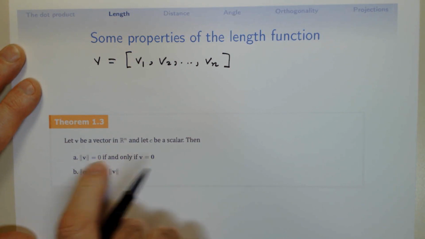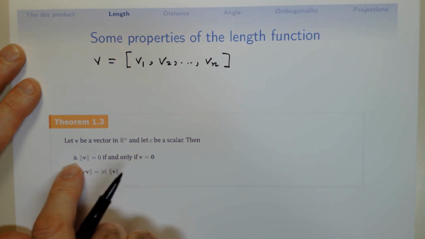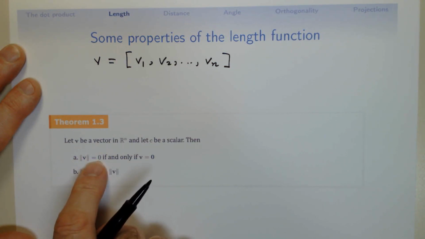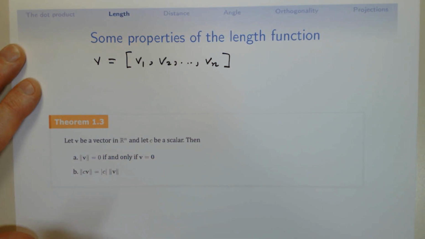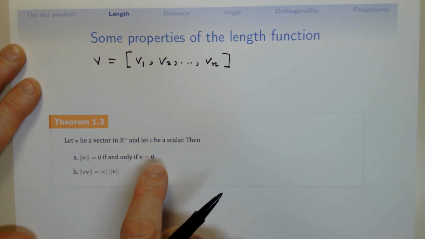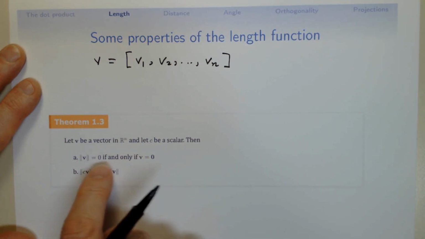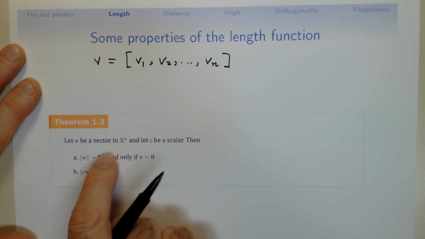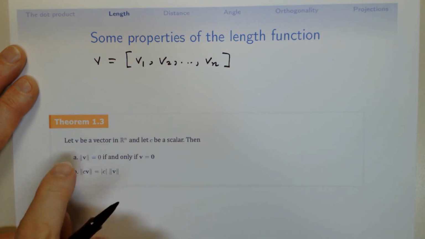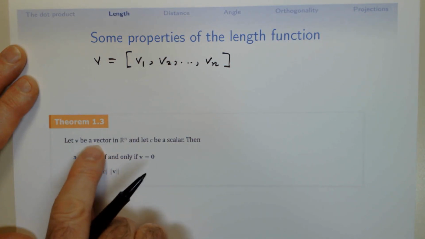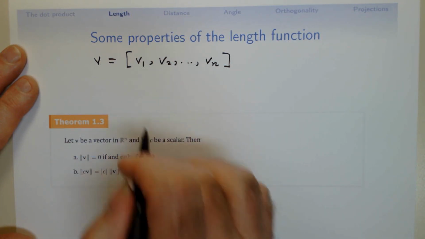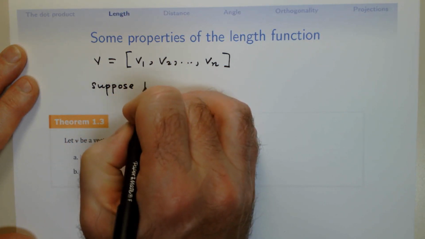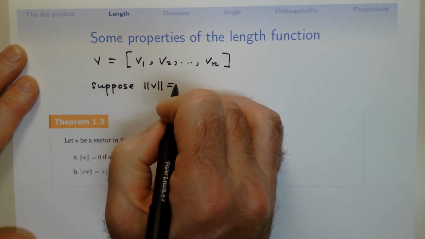And let's take a look at this first part. Now remember, in A, there are two implications, right? We have to show that if the length of v is equal to 0, then v must be the 0 vector. And then we have to show the reverse implication, that if v is equal to 0, then the length of v must equal 0. So this is a two-way implication. That's what's implied by this if and only if. Now let's take a look at this direction. Let's assume that the length of v is 0.